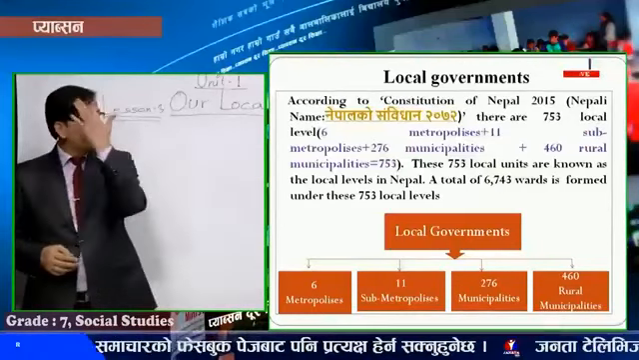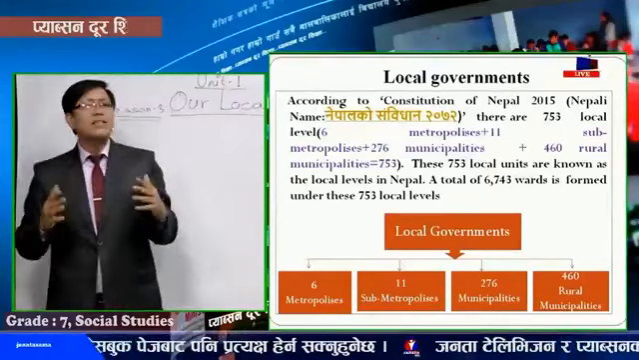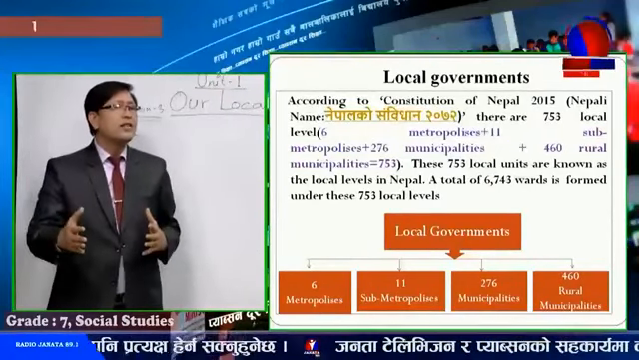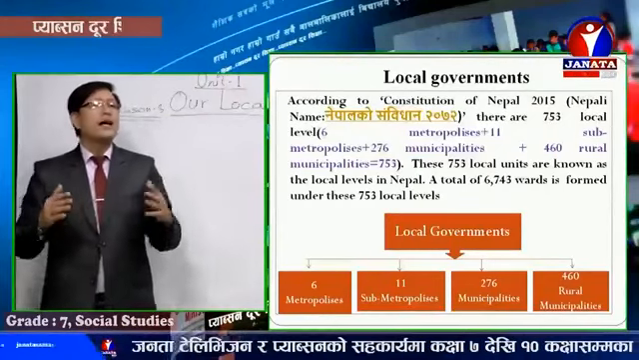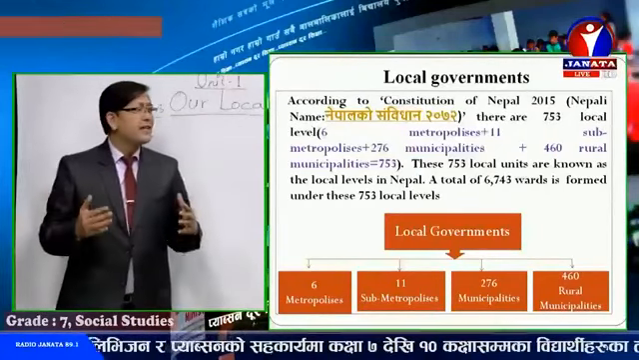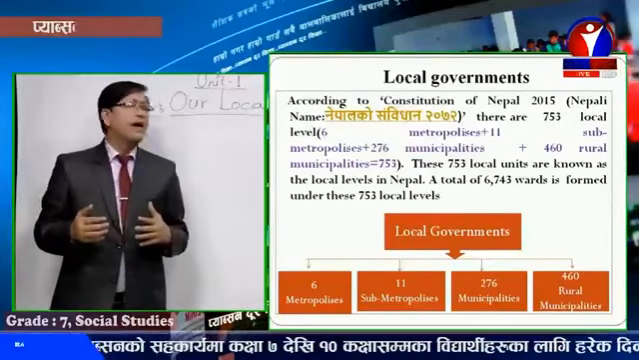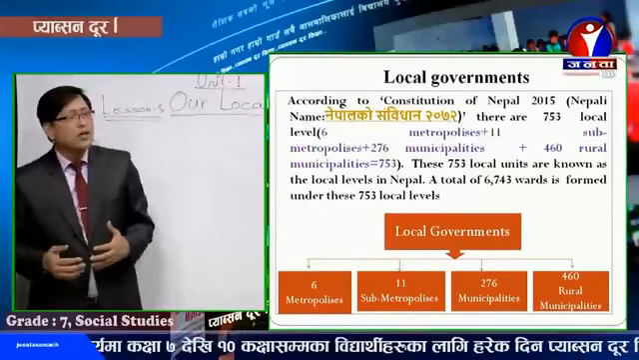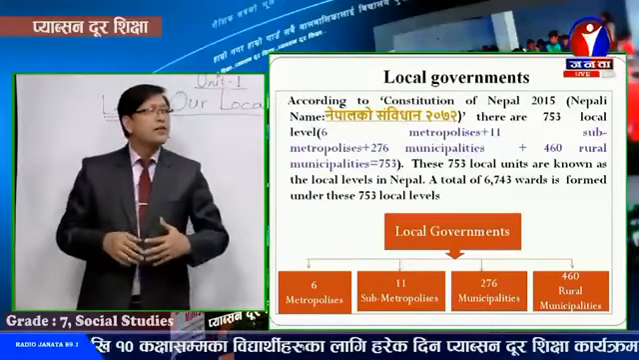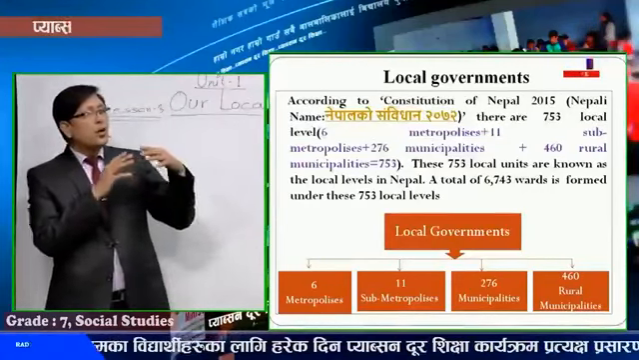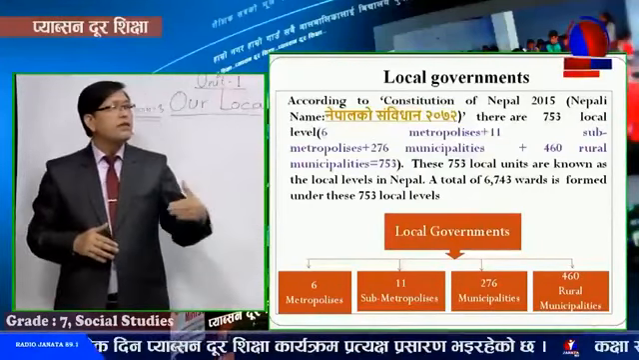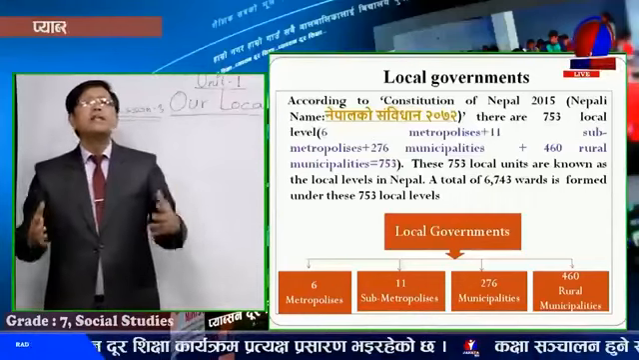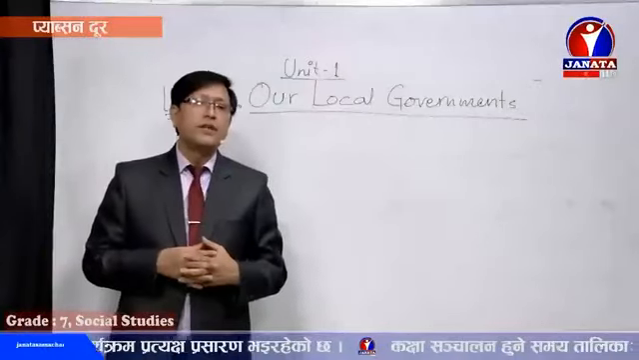Let me show you the slides. Look at the slides. 6 metropolises, 11 sub-metropolises, boys and girls, and 276 municipalities and 460 rural municipalities. So the local governments, most particularly these 753 local bodies, are called the local governments.